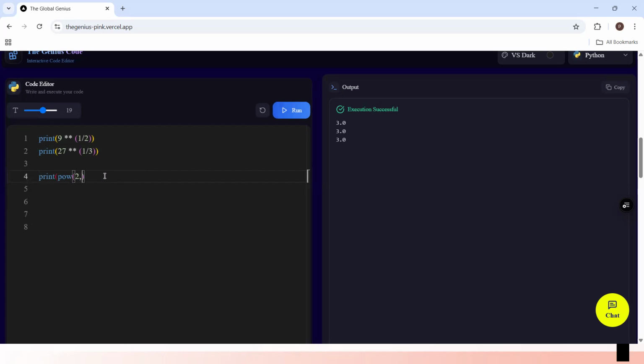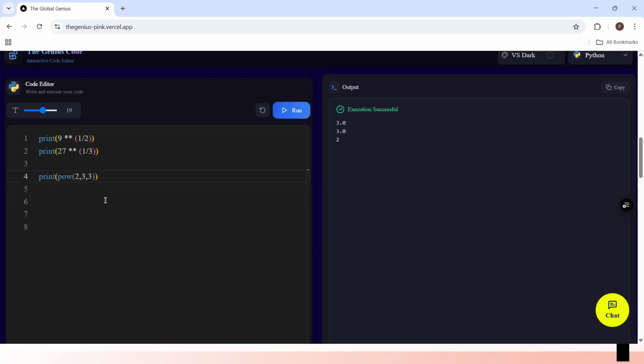So if I say 2 and I do 3 and I give another one. This function takes up to 3 parameters. If I put another number here, like 3, what this is going to do is 2 exponential 3 modulus 3. Look at it. 2 raised to power 3 will give us 8. 8 modulus 3: 8 divided by 3 will give us 2 remainder 2. So if I run this now, we are going to get 2.